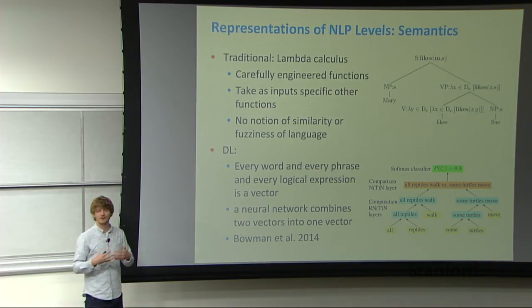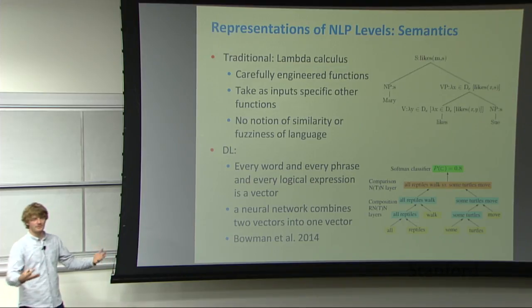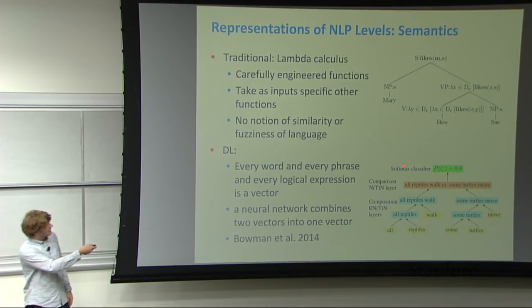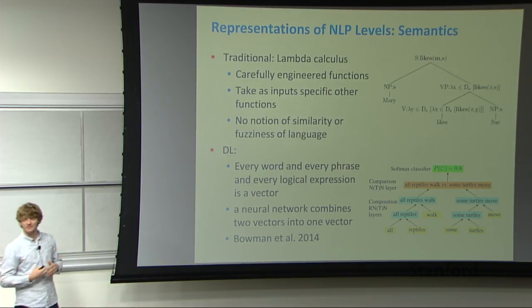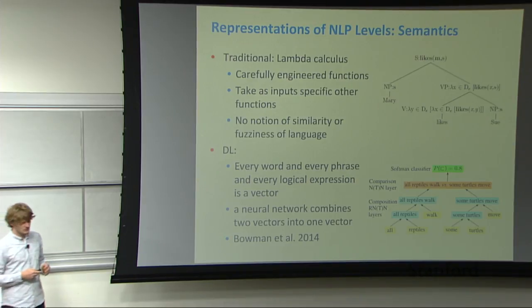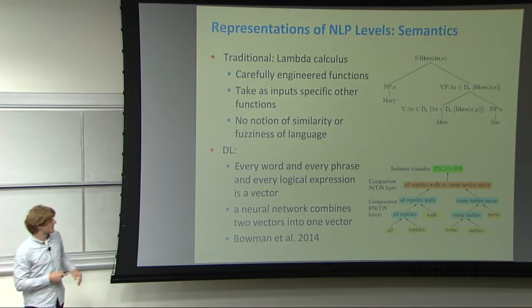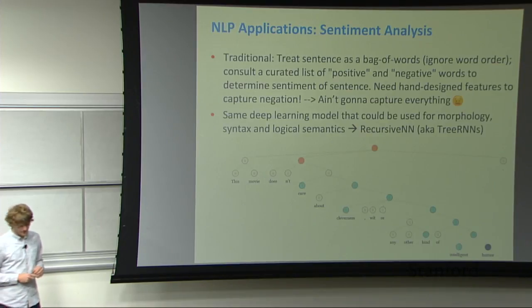But in some cases, all reptiles walk versus some turtles do not move, those are contradictory. And it turns out everything is going to be a list of numbers. We pipe them through neural networks, and in the end, we can make very accurate classifications about two logical statements. So we can do logical reasoning with neural networks, which is quite surprising. And this is work by Sam Bowman, who was a PhD student here at Stanford in 2014.